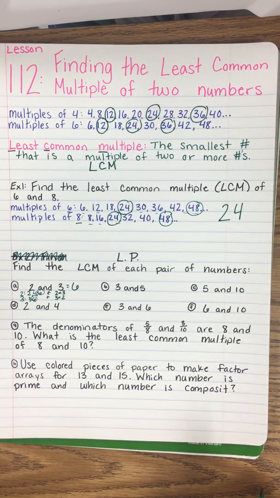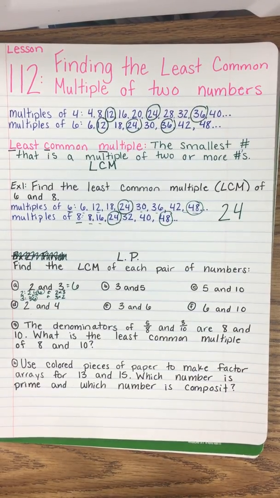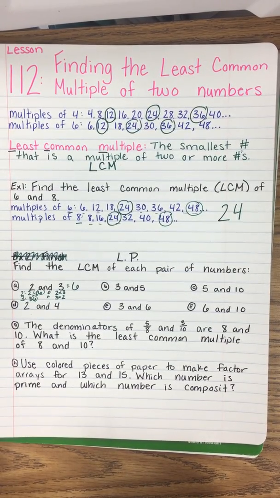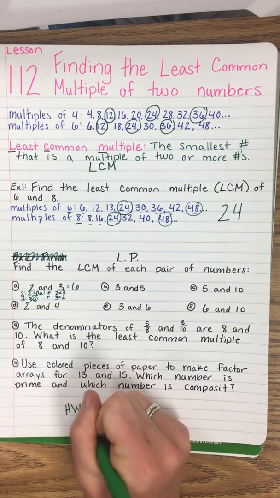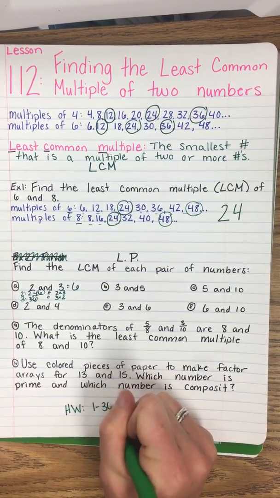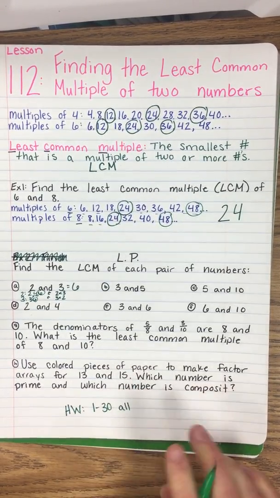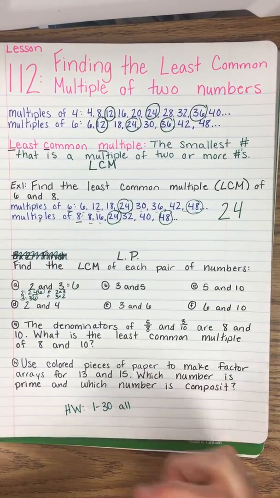All right, so you have your flowers drawn here, and that's going to be all. So your homework is numbers 1 through 30, and you don't have to worry about lesson practice because it's all right here.